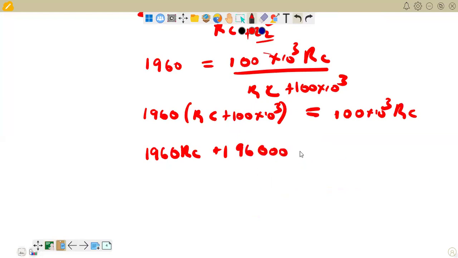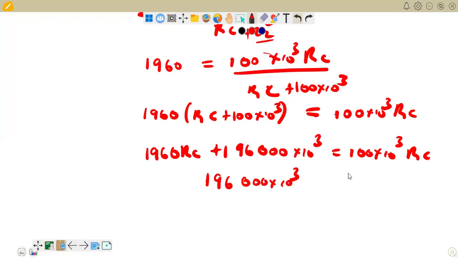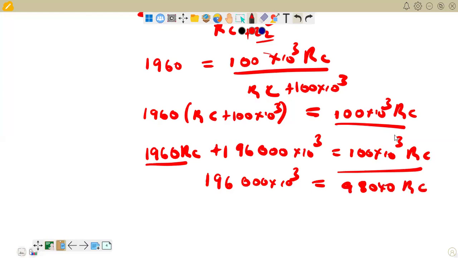196,000 times 10 to the power of 3 is equal to 100 times 10 to the power of 3 RC, right? So this is what we are having, right? So variables to one side and constants to the other, it means we end up having 196,000 times 10 to the power of 3 is equal to, of course, what are we getting there? Having to simplify these variables on one side, this one and this one, they will obviously give us, after subtraction, 98,040 RC. So it's kind of straightforward. 100,000 minus 1,960, we get 98,040 RC.